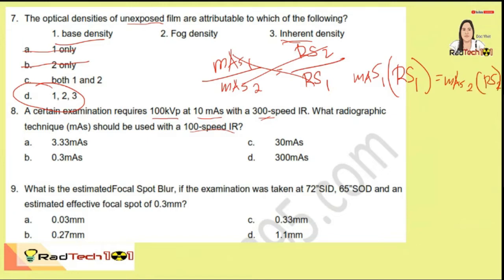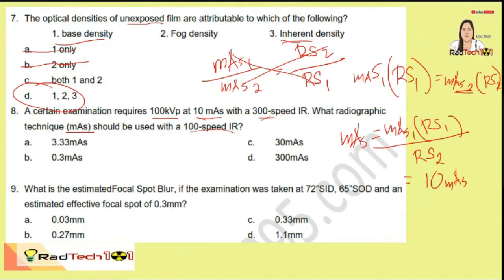So we are looking for the mAs2 kasi ito na yung kanyang mAs1. So we are looking for mAs2. So mAs2 is equal to mAs1 times RS1 divided by RS2. So we will substitute mAs1 is 10. So let me erase that para here. So 10 mAs, and then we have the relative speed 1, 300, divided by relative speed 2 is 100. So 10 times 300 divided by 100 is equal to, yes, that is equal to letter C, 30 mAs. So this is the correct answer.